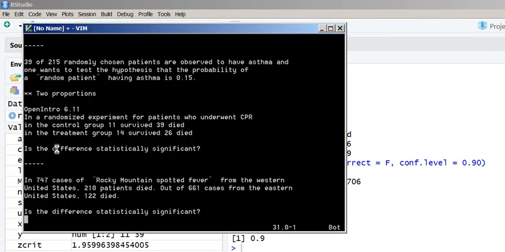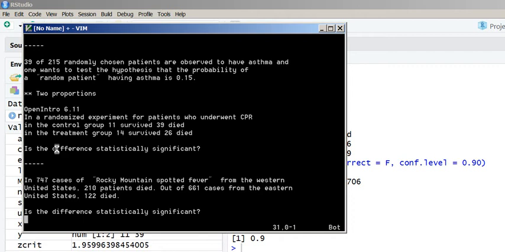So for the next example, in 747 cases of Rocky Mountain spotted fever from the western United States, 210 patients died. Out of 661 cases from the eastern United States, 122 died. So here we have two different groups, western versus eastern, and then we have two possible outcomes, survived versus died, and so we want to compare the proportions between the groups.